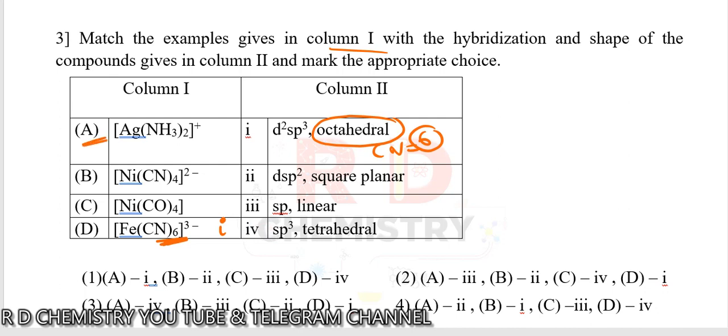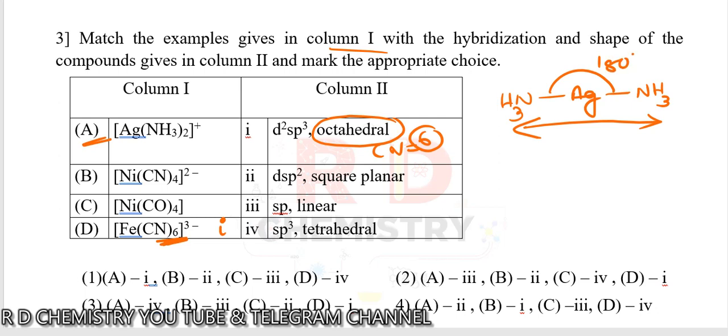And see the first example, A. Ag is connected to two amine ligands. Whenever two amine ligands are there, there can be only one possibility here among the given options, linear shape. So it should be sp hybridized. Got it? A, Roman number 3, sp and linear.